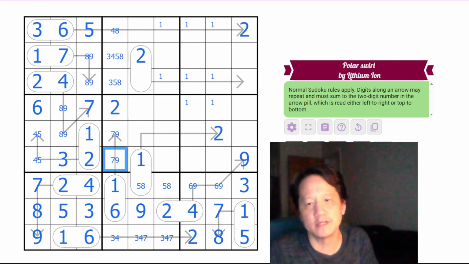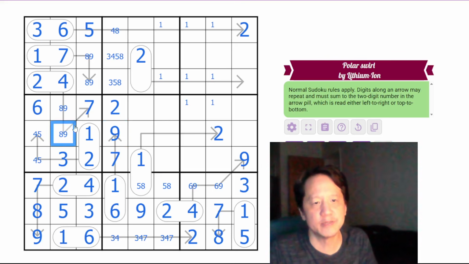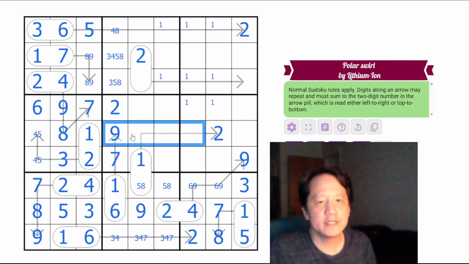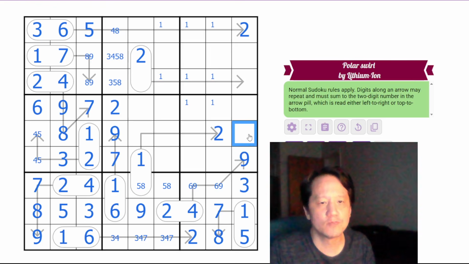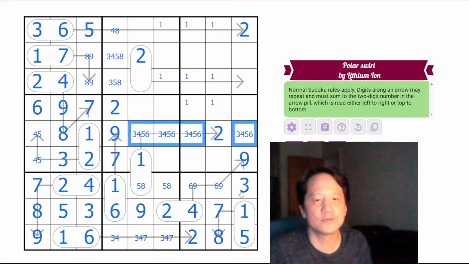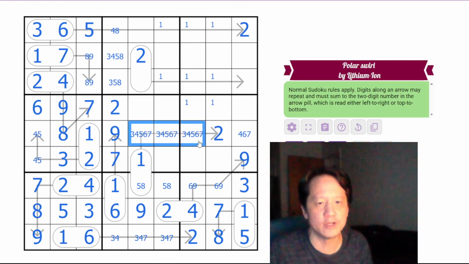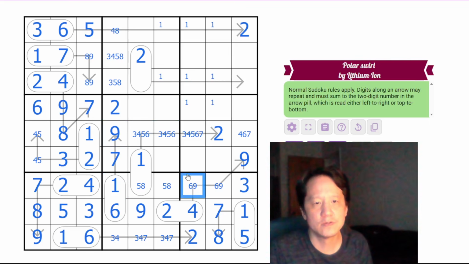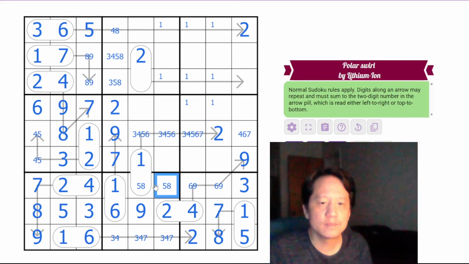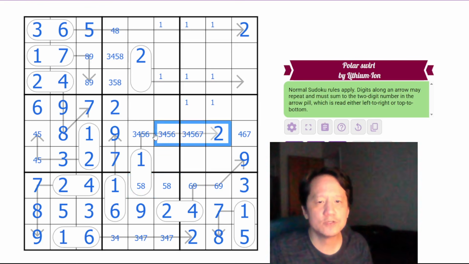9 eliminates 9 here, so that's 7 and 9. 9 eliminates 9 here, so it's 8 and 9. Remaining digits in row 5. We have to have 3 through 7. No 3 or 5 here. So we're guaranteed 2 and 3 on this arrow. This can't be 7 because of 7 in the box. 2 and 3.